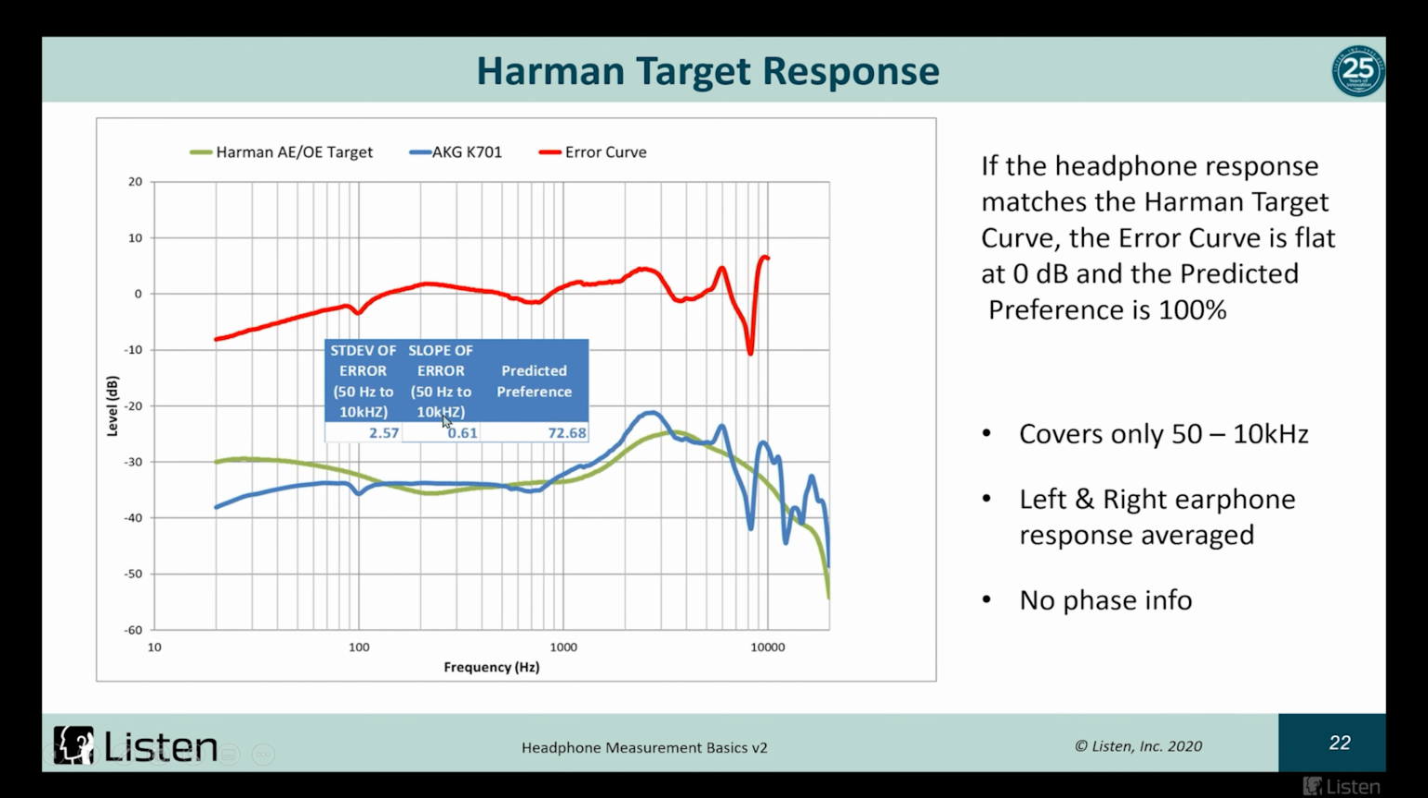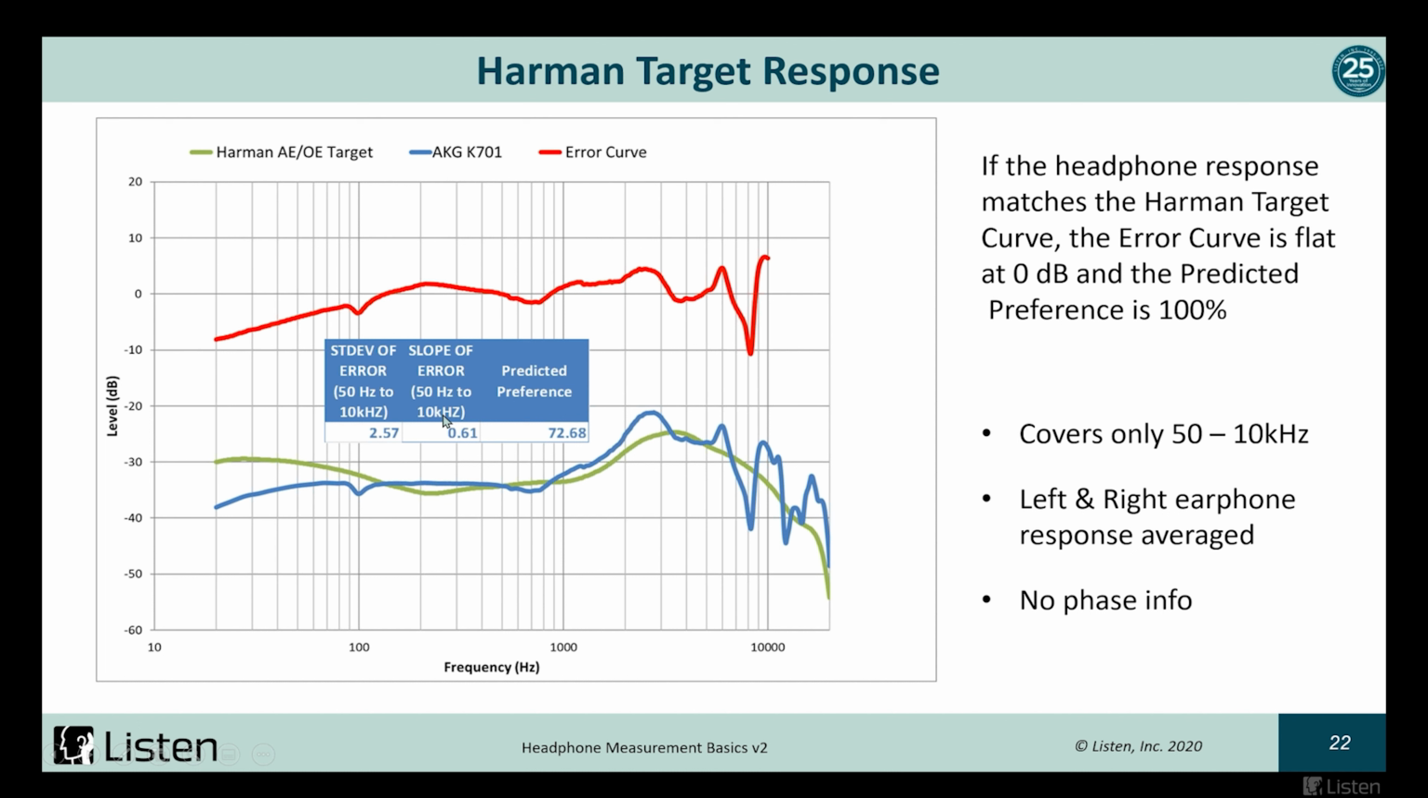So the red line ideally should be flat at 0. And since it's not, what they do is they calculate a predicted preference based on how far it deviates from 0 dB. And then they also take into account some of the slope changes in the response. It's all part of an Excel spreadsheet. And they, again, only focus up to 10 kilohertz because above 10 kilohertz, it's all over the place. And the ear simulators aren't very repeatable there.